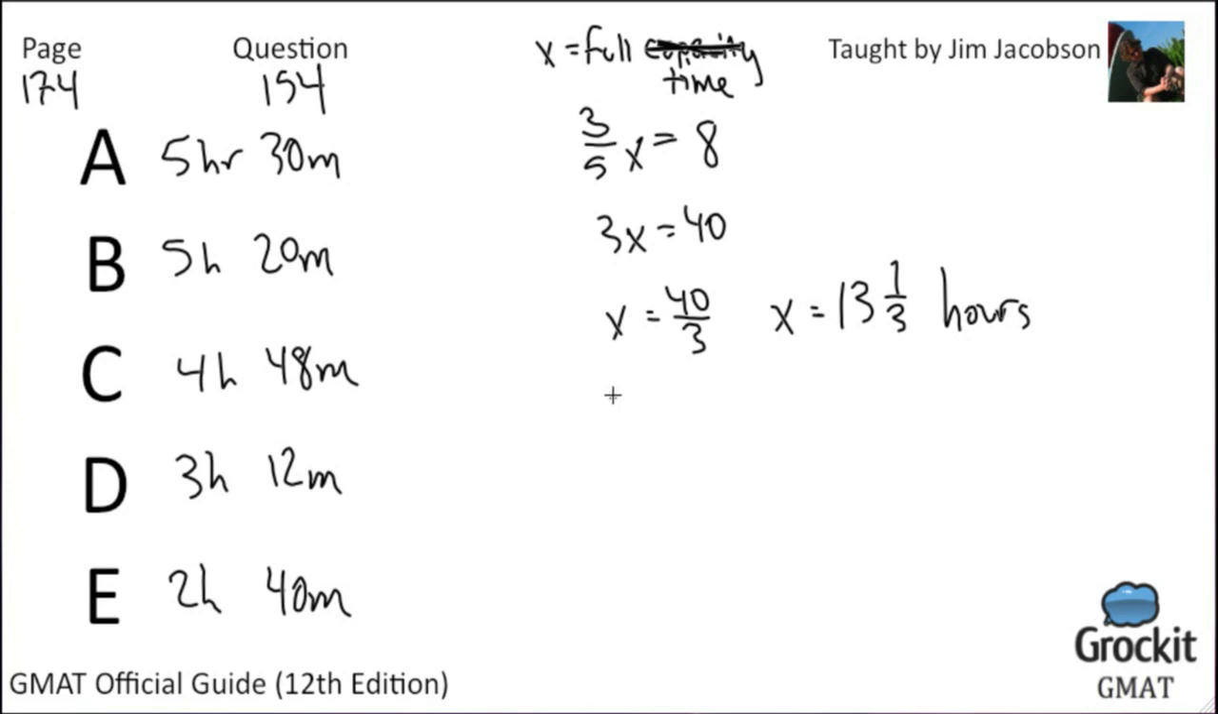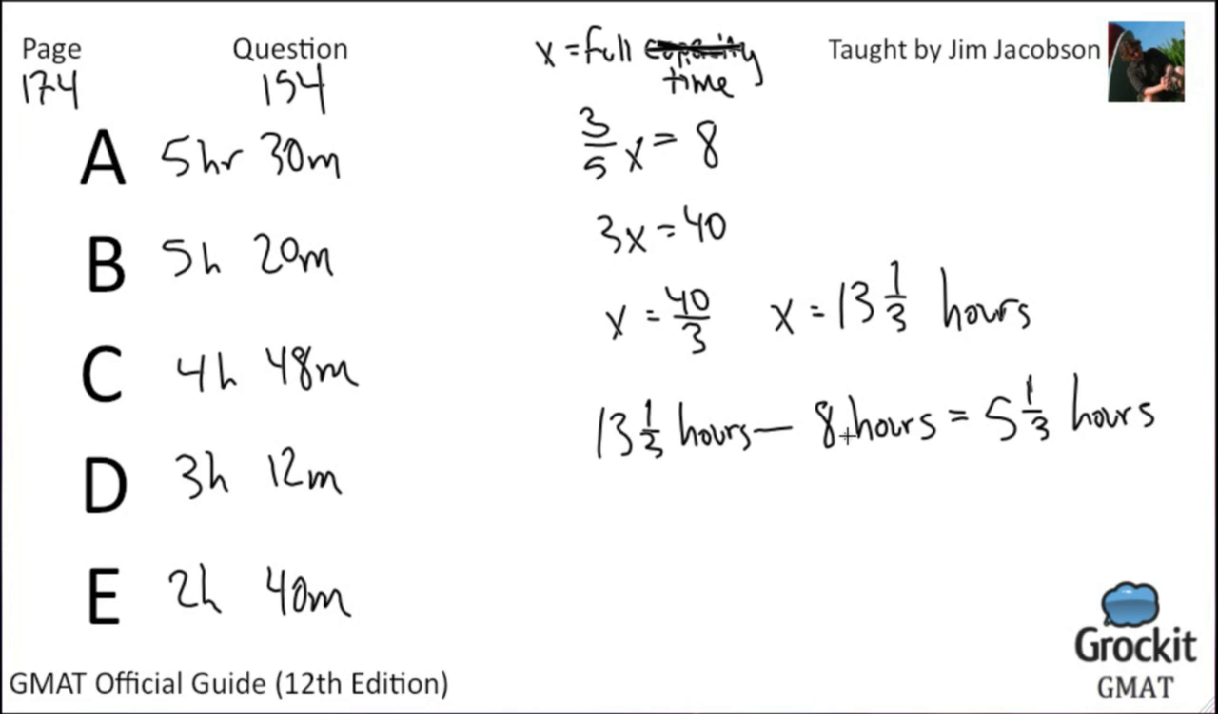So 13 1/3 hours minus the 8 hours it's taken already equals 5 1/3 hours. A third of an hour is 20 minutes, so I suppose this might be a little trap here if you're just thinking about 3 in the denominator of the fraction and you choose 5 hours and 30 minutes. But answer choice B, a third of an hour, hours are 60 minutes, 20 minutes is 1/3. Yes.